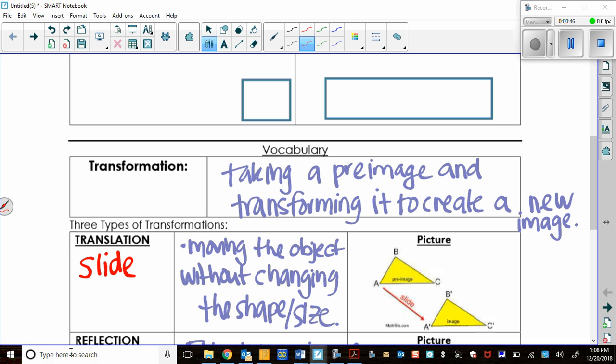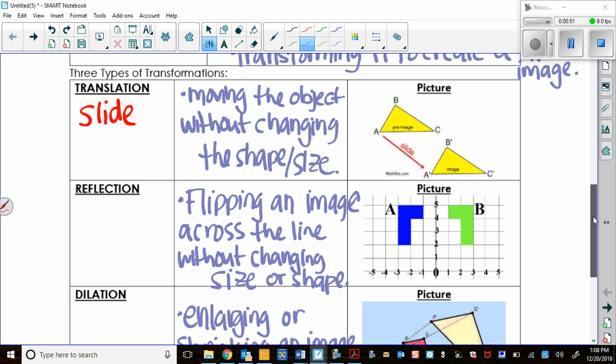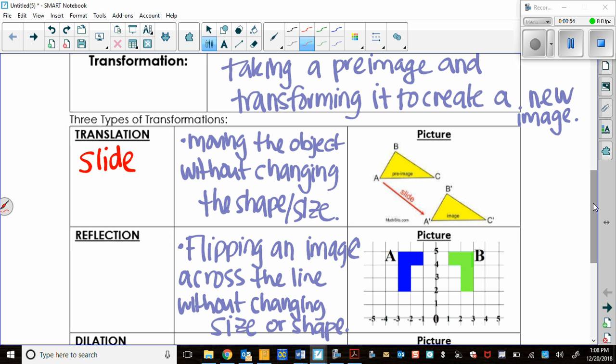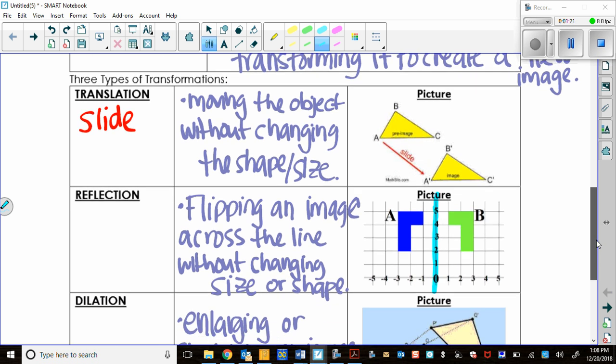Okay. When you have an image with a reflection, you are flipping an image across a line without changing the size or the shape. Notice how in this picture, we reflected it across the y-axis, but the shape is still the same size with the same overall features, but it's reflecting. Like if there was a mirror here, what would it look like on the other side? Okay, so we'll look at that.